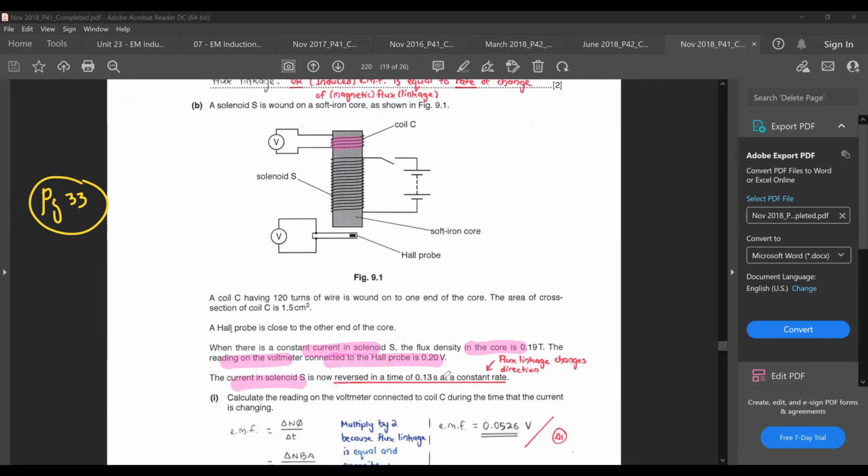The current in the solenoid is now reversed in a time of 0.13 seconds at constant rate. So calculate the reading on the voltmeter connected to coil C during the time that the current is changing.